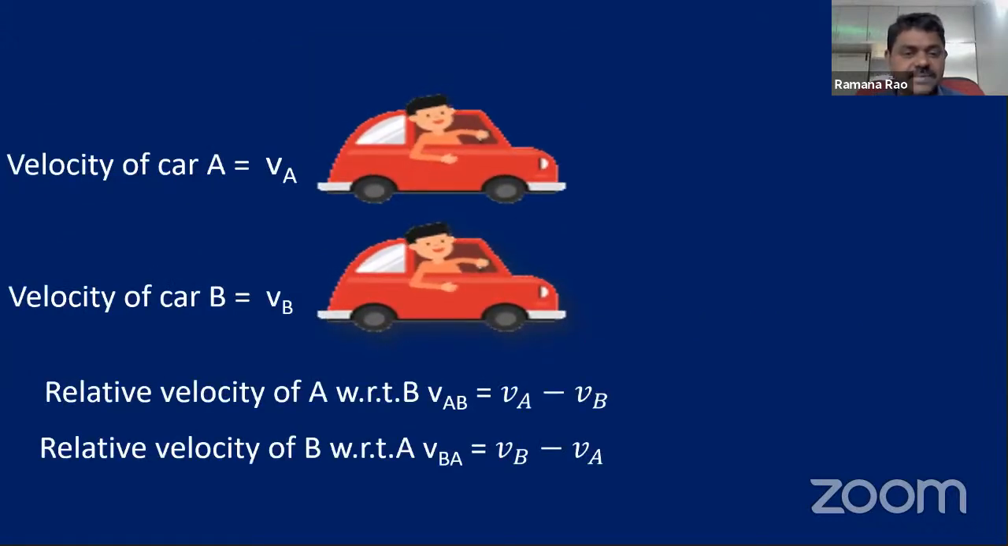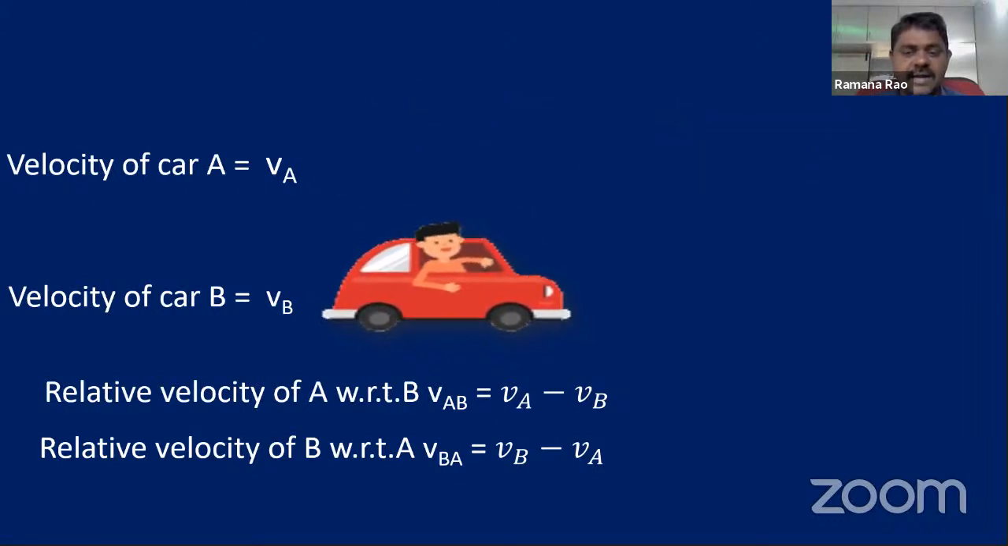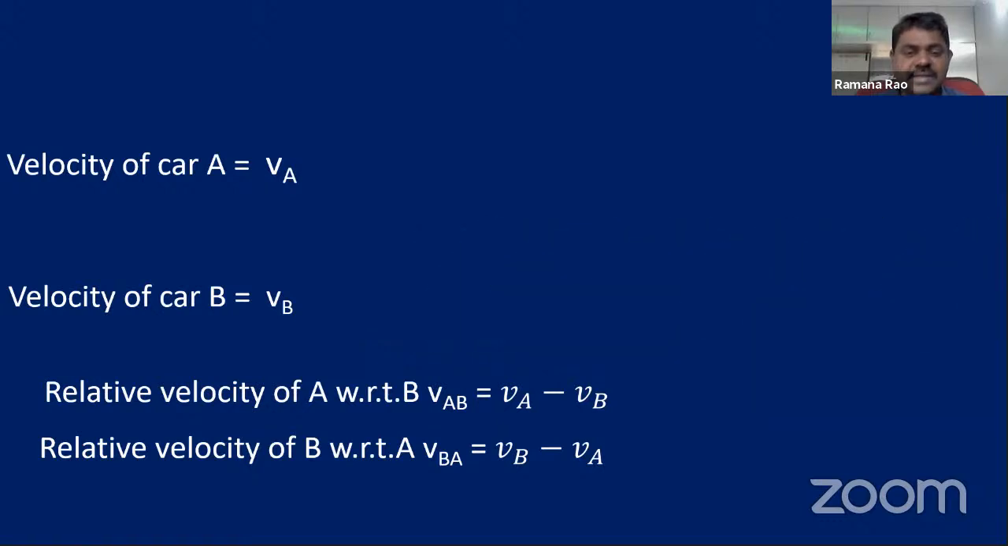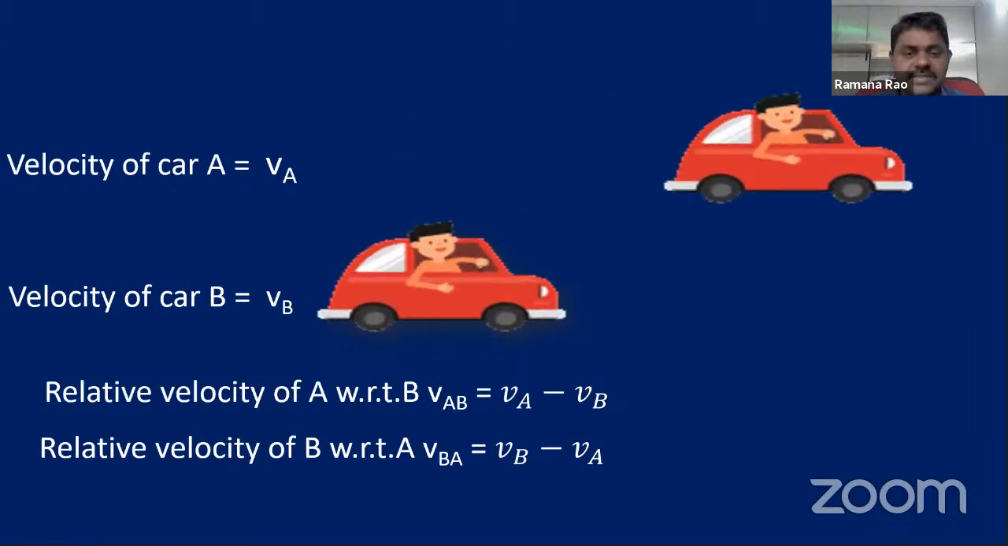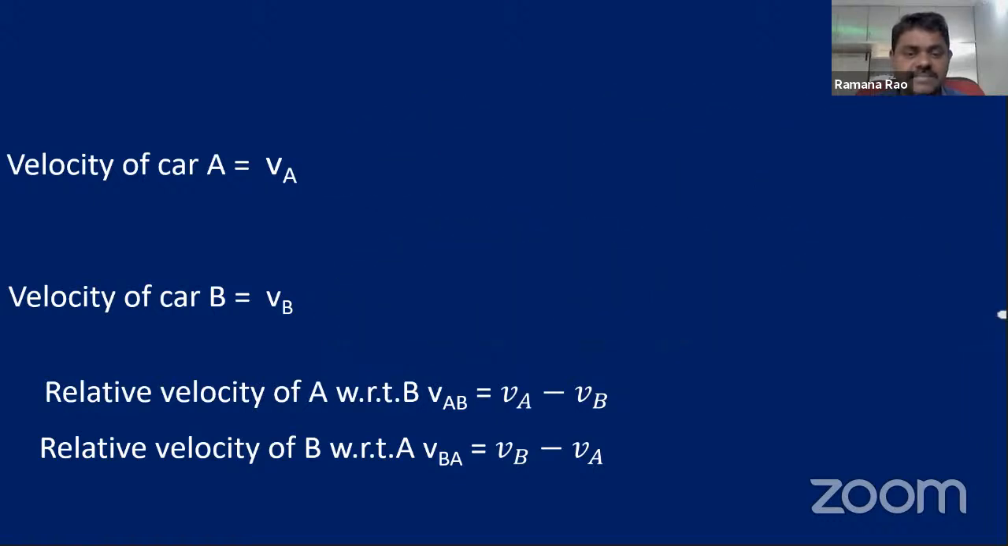Now we'll see. Dear students, you can see here two cars. One is car A and the other one is car B. The velocity of car A is VA and the velocity of car B is VB. Let us consider VA and VB are the velocities of these two cars. That means car A is moving with some velocity and car B is moving with some velocity.